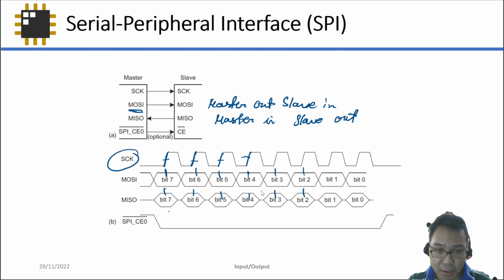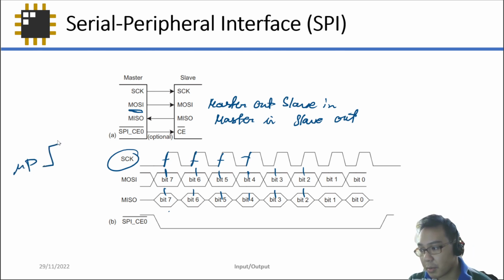But if, for example, it wasn't asserted, then the communication will not take place, regardless of whether or not the serial clock is ticking. And why would this be useful? Well, if, for example, you have multiple slaves for your master microprocessor.